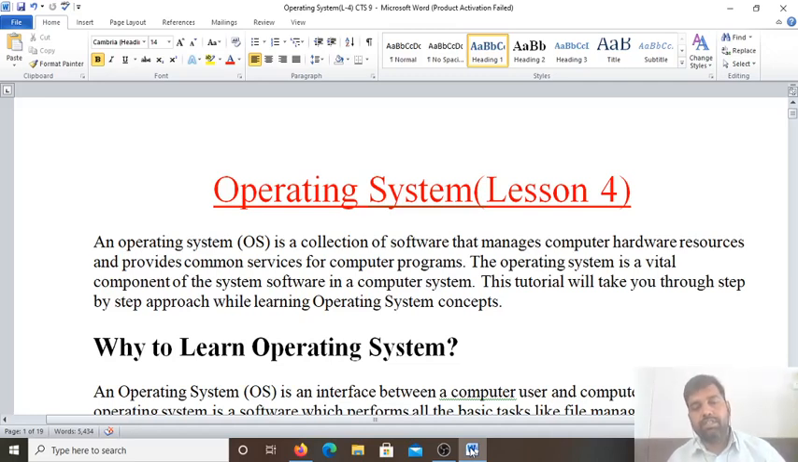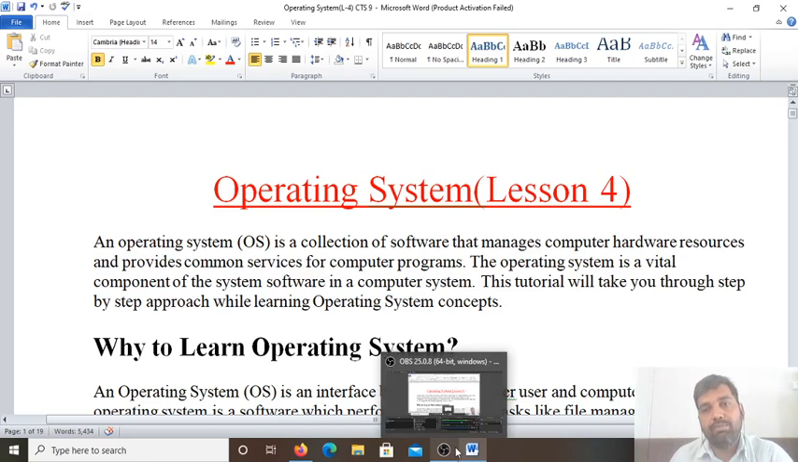So today we will start new lesson 4, operating system, which is the last lesson of our syllabus for the first critical test exam. So what is an operating system? The operating system is the most important program which is first loaded on a computer when we turn on the computer, when we start the computer, meaning when we switch on the system.